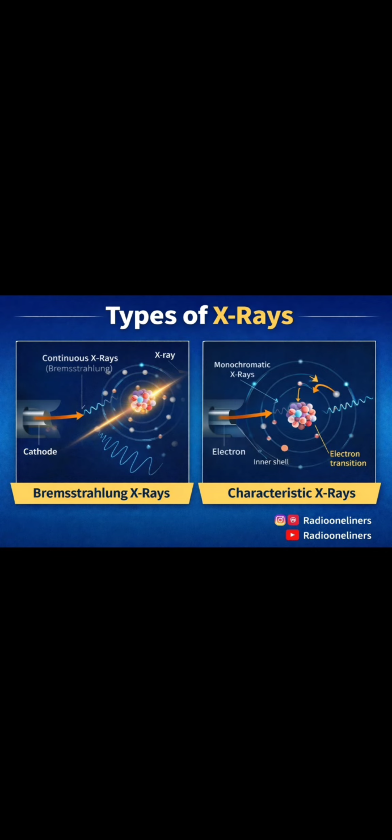But here we have two types of X-rays. We are actually going to get two types of X-rays. So what are they? Let's discuss that. The first one is Bremsstrahlung radiation, which is also known as the continuous spectrum.